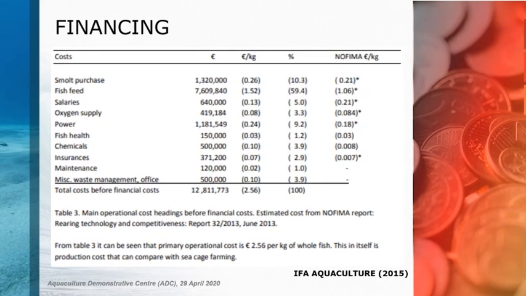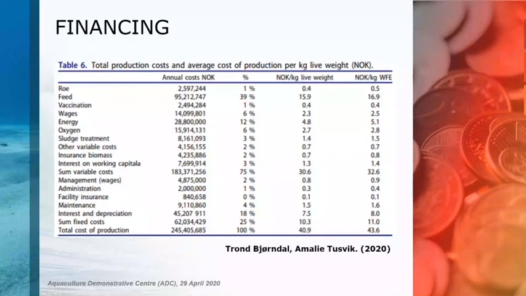And in another study, they came up with cost and average production per kilogram live weight in Norway's salmon system also. They have found out the variable costs are 75% of the total costs. So the fixed costs are 25% of your total cost, which was 5% before, when I said it's a sea cage facility from 15 years ago. Everything has changed now, the system and everything. So 25% is fixed cost, and 75% is the variable cost, including management, administration, facility, maintenance, interest, and depreciation.